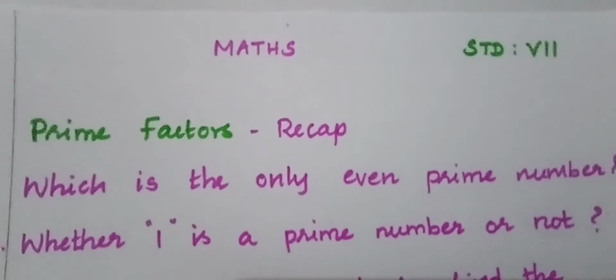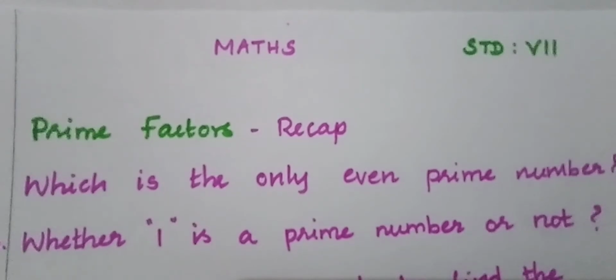Which is the only even prime number? Yes, the number 2 is the only even prime number. Whether 1 is a prime number? No. The number 1 is neither a prime number nor a composite number.